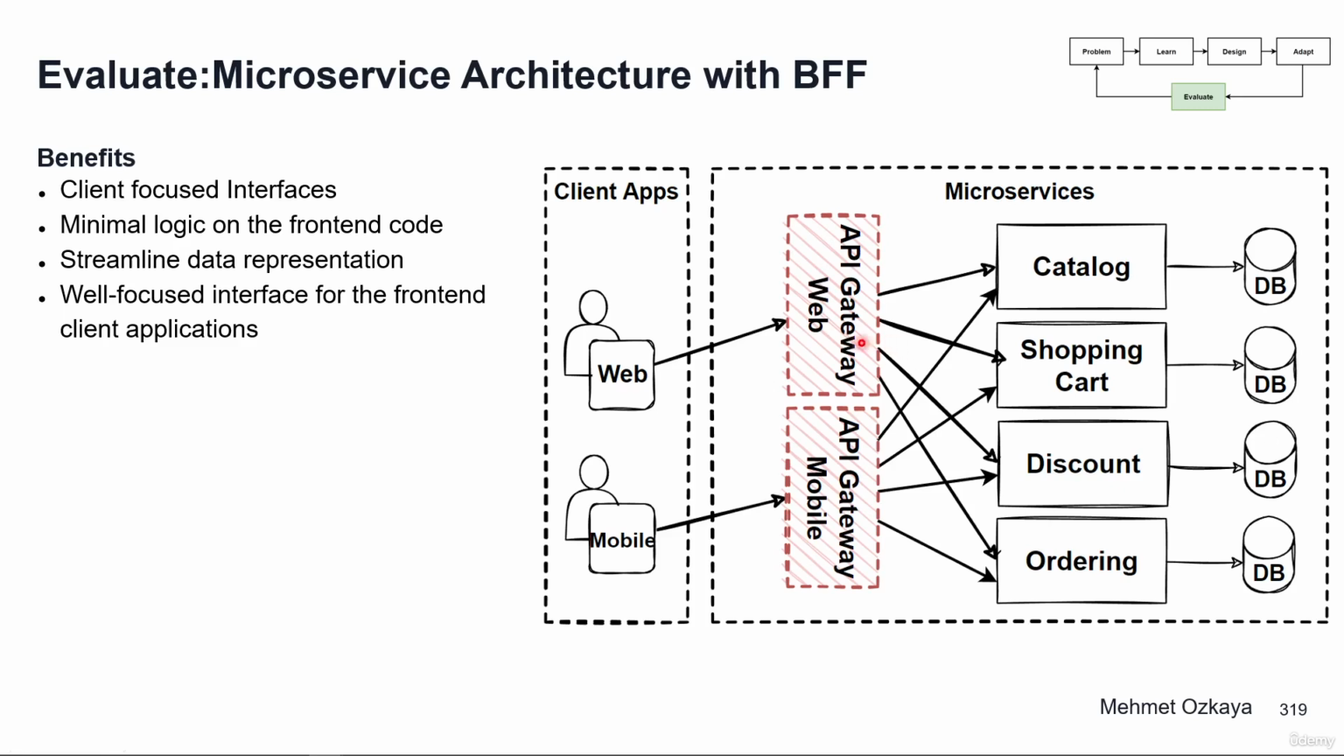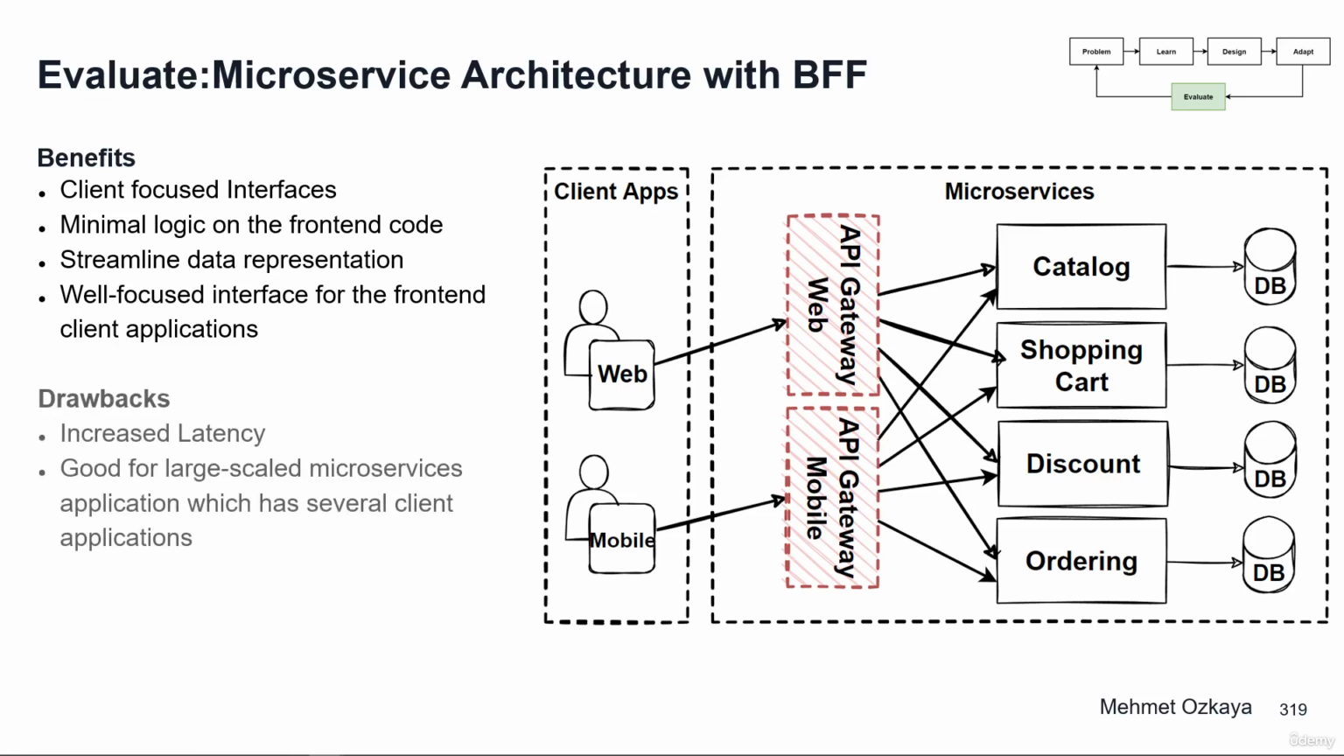So by applying backend for front-end API gateways, client code becomes very easy and manageable, and every client has data-focused retrieve operations from the backend for front-end API gateways. But every architecture has benefits and drawbacks. What are the drawbacks of applying the backend for front-end pattern?